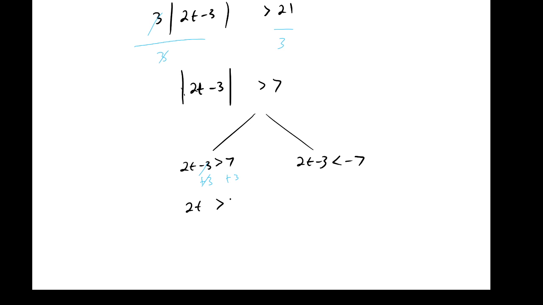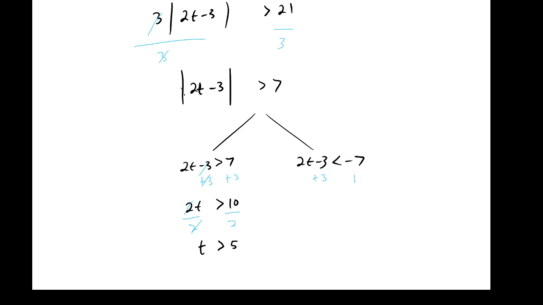I have 2t greater than 10. Now I'm going to divide by 2. I haven't divided by a negative, so I can keep my sign. So t is going to be, oh, that's not a very good greater than sign. T is going to be greater than 5.